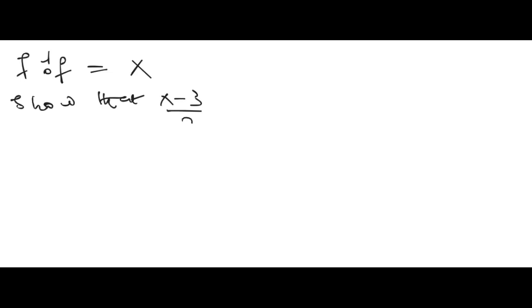Now, one definition of the inverse function is that if you have the inverse function and you apply it compositely on the function itself, you should get x. And so, for example, let's assume that you are asked to show that (x minus 3) over 2 is the inverse of 2x plus 3. Now, if this is the inverse, then when you take the composite function, you should get x.